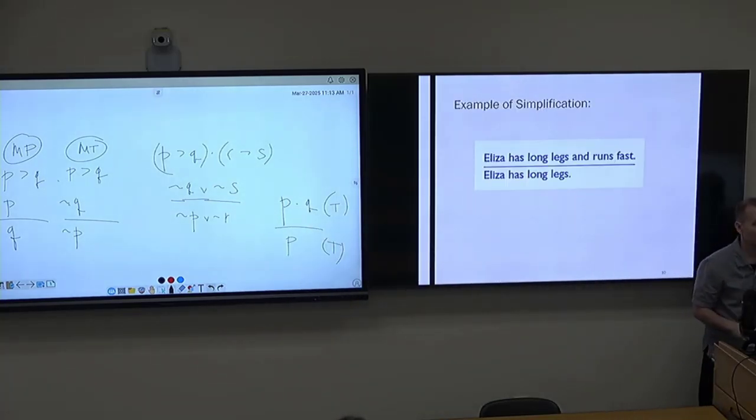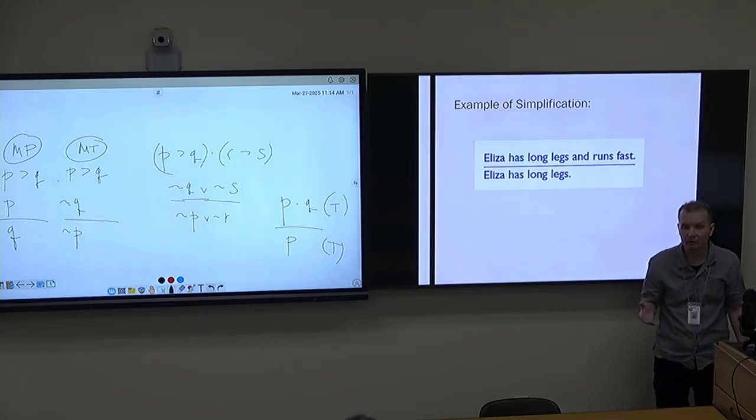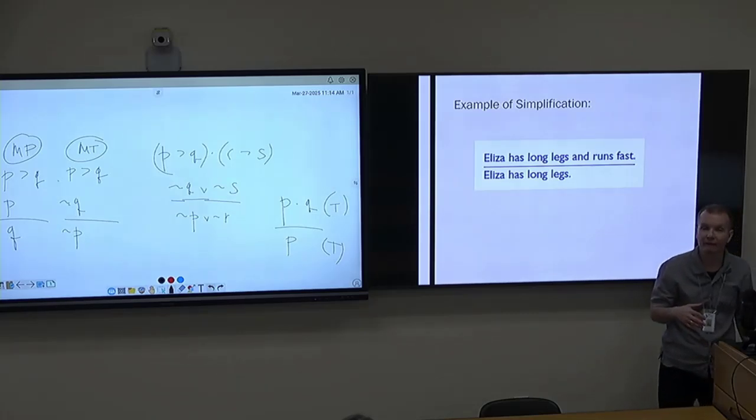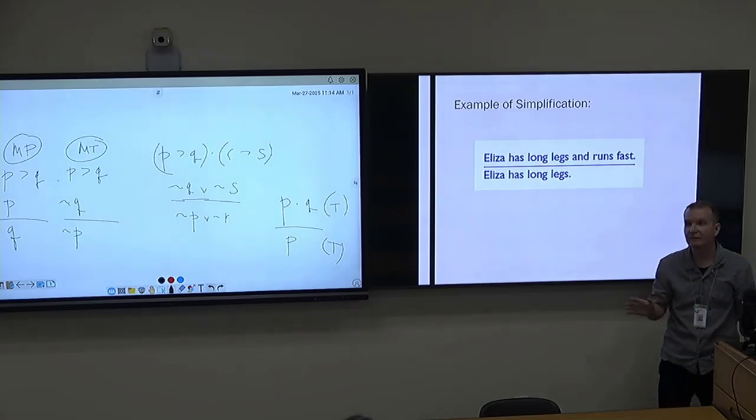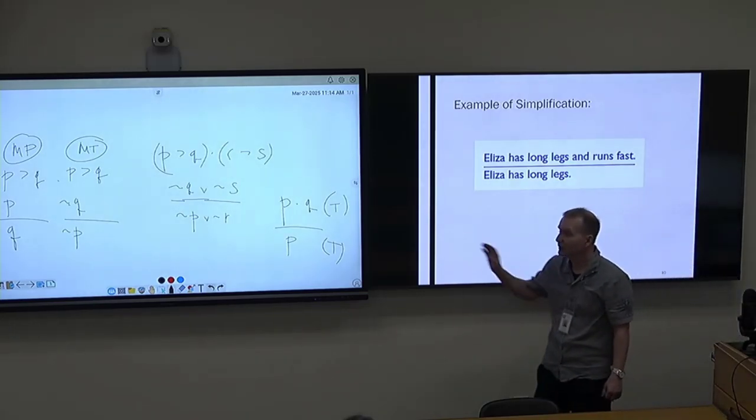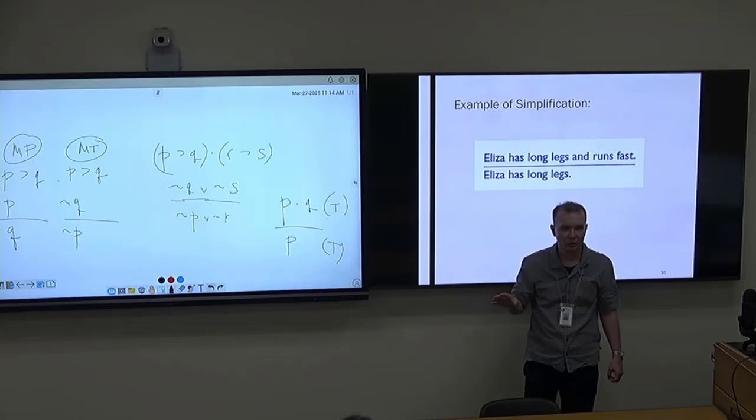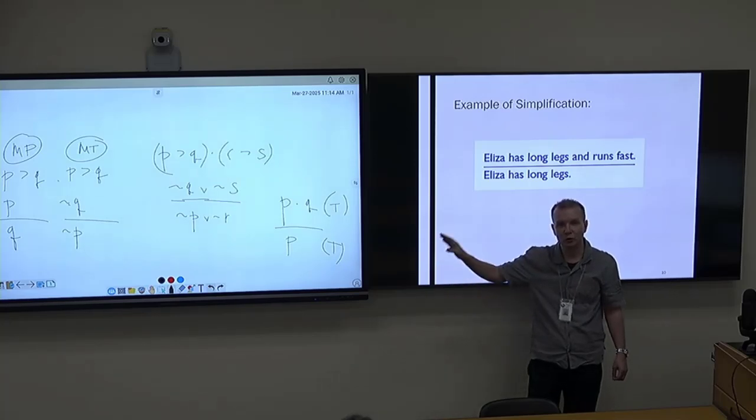In language, that would sound something like this. Eliza has long legs and runs fast. Therefore, Eliza has long legs. So obviously, how would we know if they're both true? But we don't have to know that, right? It's to preserve the truth. Because remember, we are now preserving the truth, and to preserve the truth, we can do this operation.